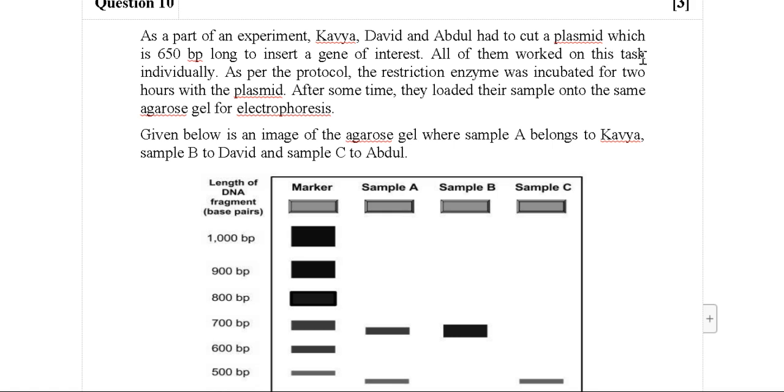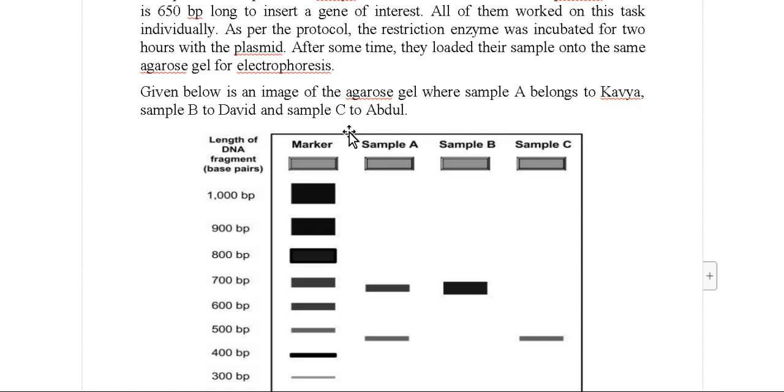All of them worked on this task individually. As per the protocol, a restriction enzyme was incubated for 2 hours with the plasmid. After some time, they loaded their sample onto the same agarose gel for electrophoresis. Given below is an image of the agarose gel where sample A belongs to Kavya.